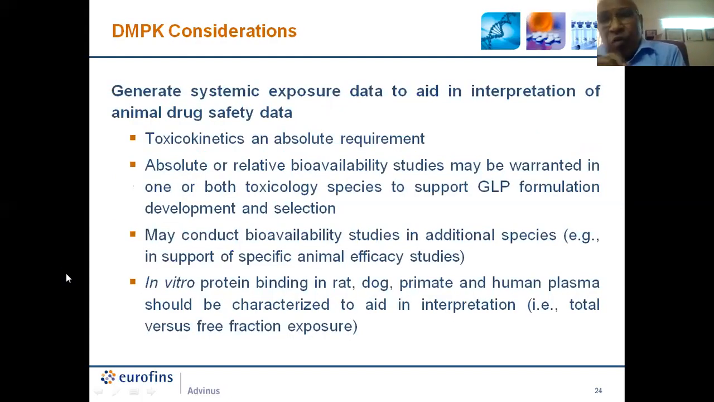Now, very important, very few toxicologists, unfortunately, have knowledge of drug metabolism, just like most of the pharma graduates have.